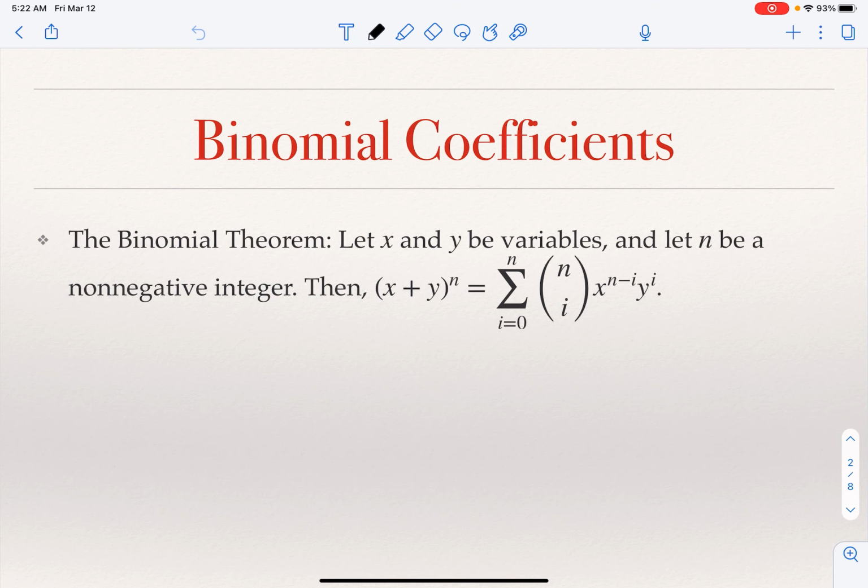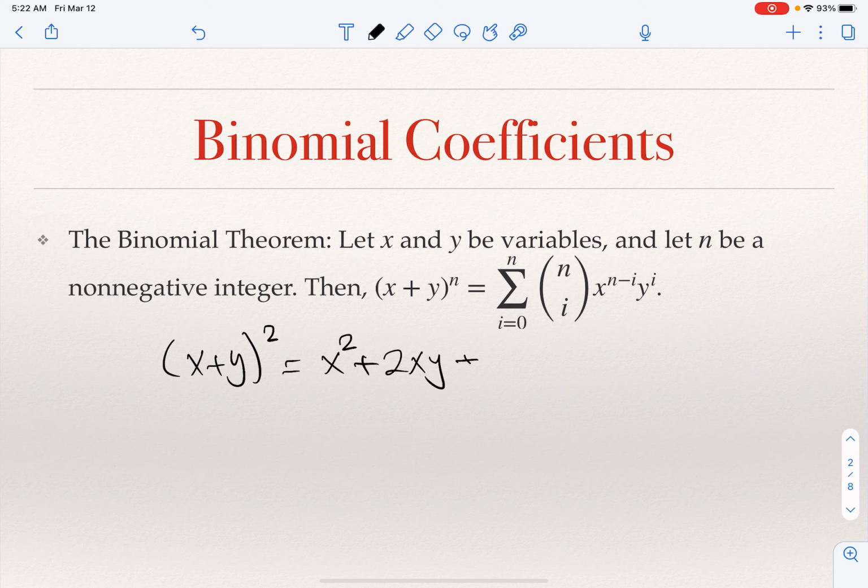The binomial theorem tells us that if you have two variables x and y, then (x + y)^n is the sum from i equals 0 to n of n choose i, x^(n-i) y^i. Almost everyone knows this case for (x + y)^2, for example. We know that this is x squared plus 2xy plus y squared. Here, n is 2.